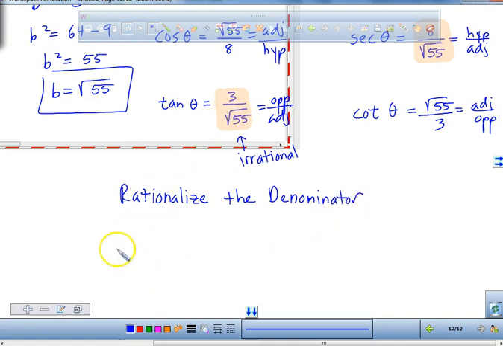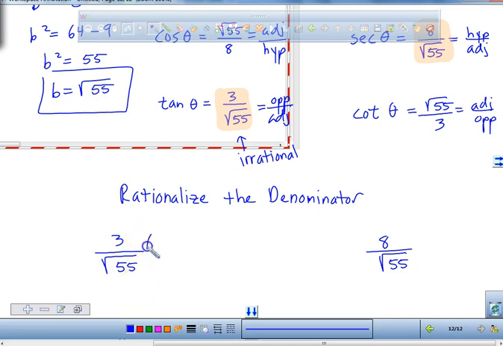So we're going to start with this one. We're going to go 3 over the square root of 55. We're going to rationalize this one first. And then we're going to rationalize the one that has 8 over the square root of 55. Now, this is an irrational number. You can't go to the store and say, could I please have the square root of 55 apples, please? They will look at you funny.